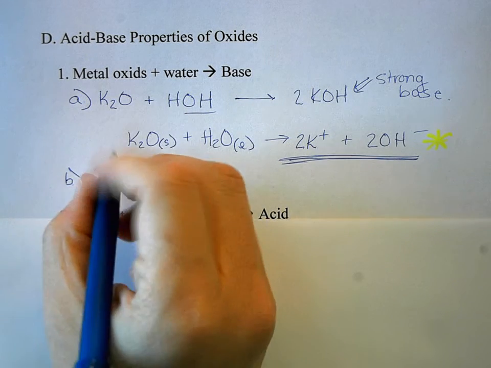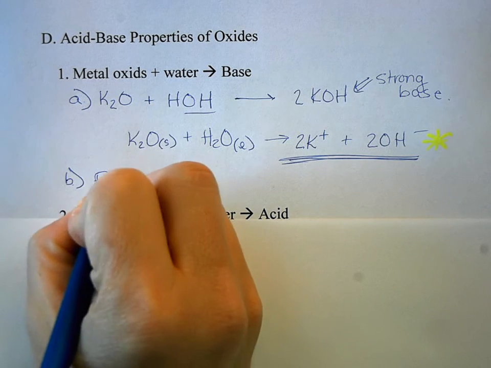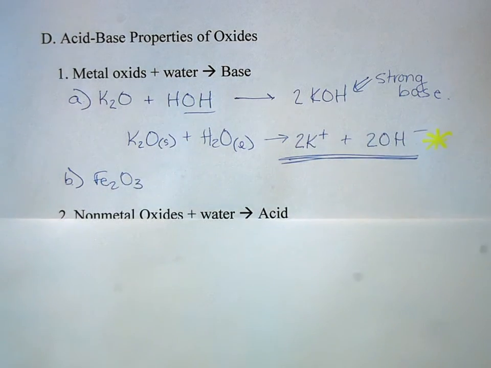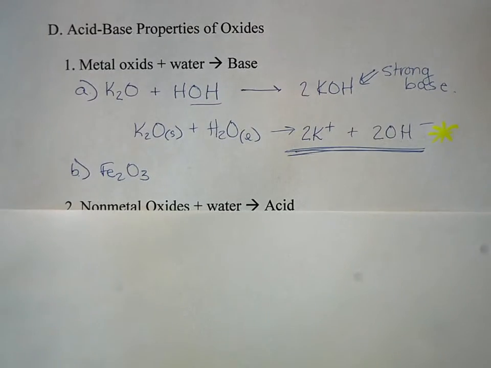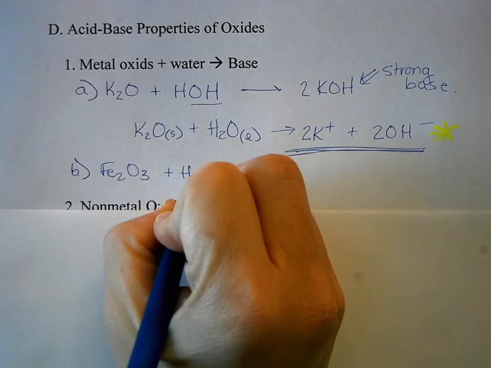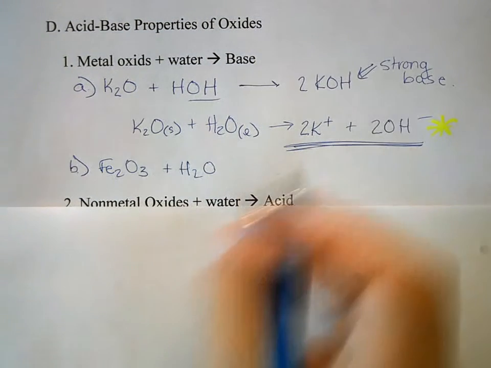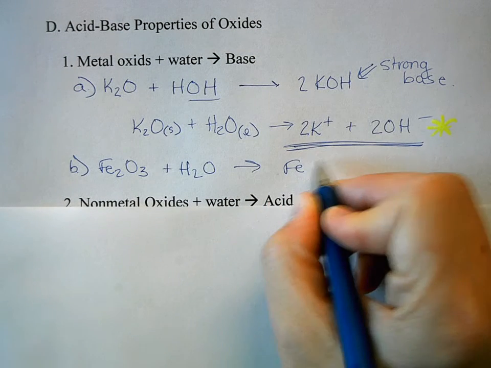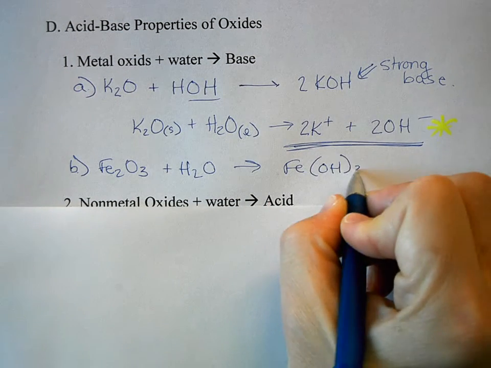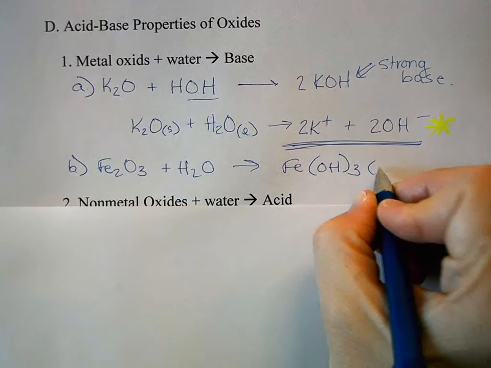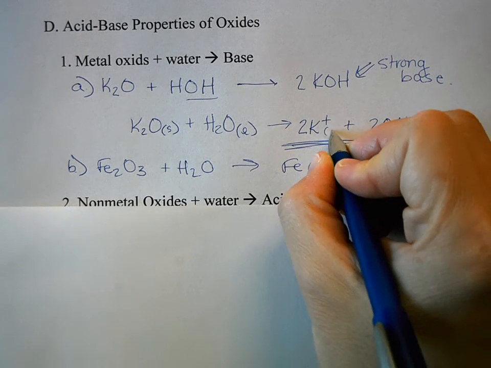Example B, if I've got iron 3 oxide plus H2O, just gives me iron 3 hydroxide. Sorry, these should all be aqueous over here.